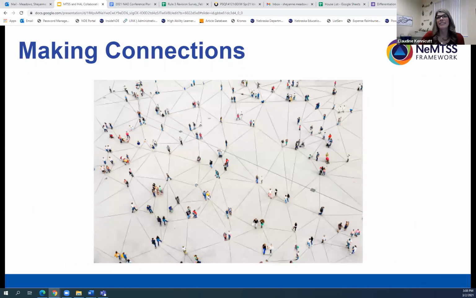And so just like this image shows, this can feel like a puzzle or a maze of some sort, trying to determine how best to support this population of students. How do we make sure that we're meeting their individual needs? And we do this through a multi-tiered system of support framework.